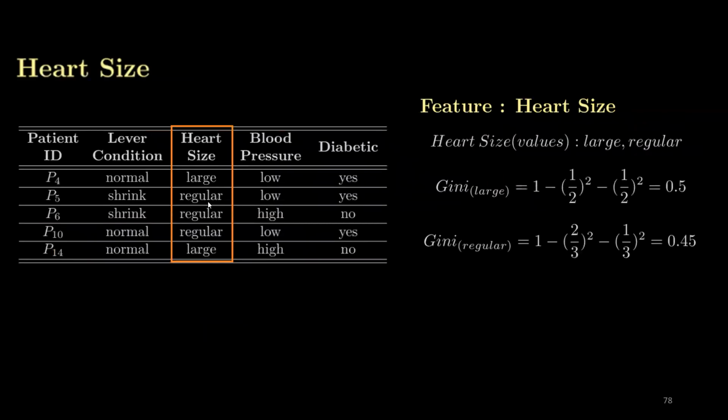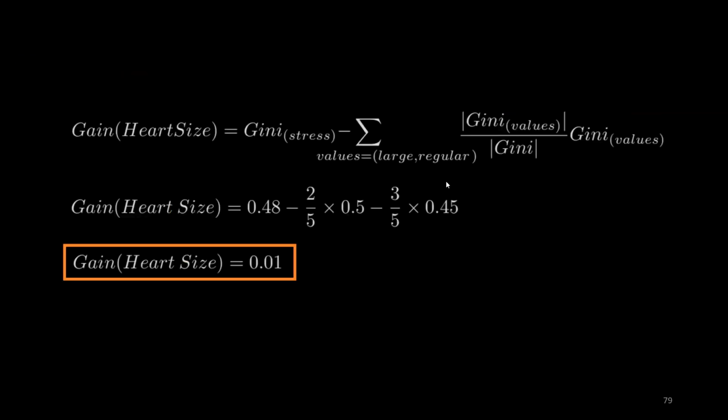The next feature is heart size. Similarly, you will calculate the Gini values of all the entries of heart size, that is large and regular. After calculating their values, you will find the weights. And after calculating the weights, you will multiply those weights with the Gini values and finally subtract it from the Gini of the dataset. So this is the information gain of heart size.